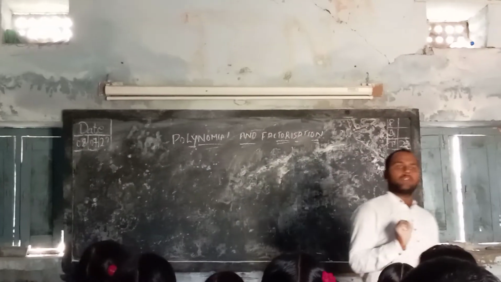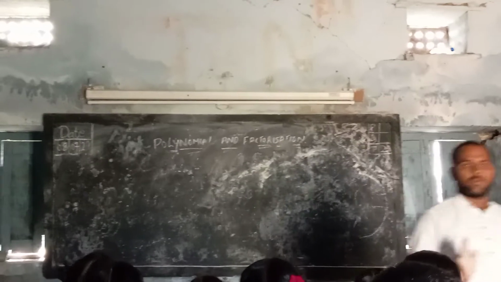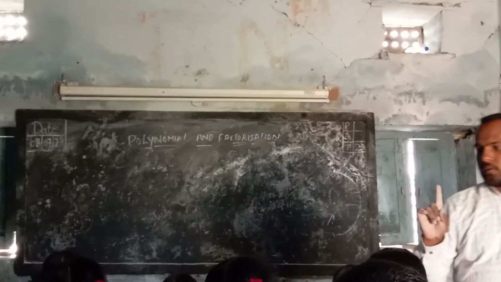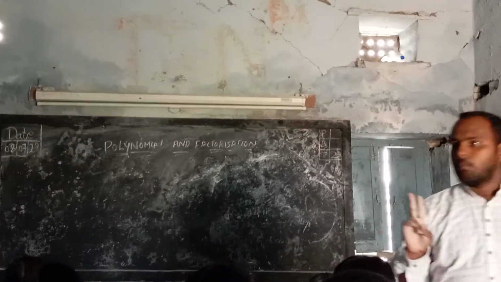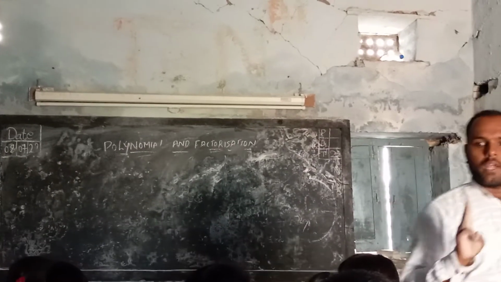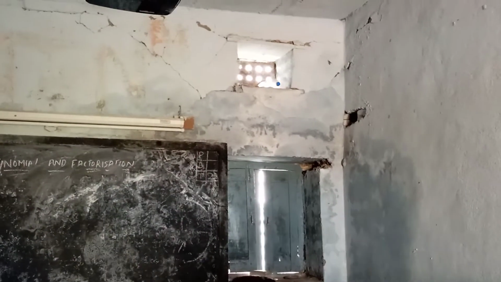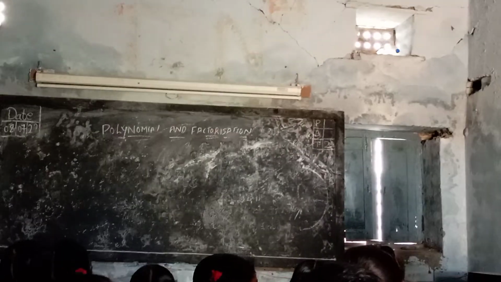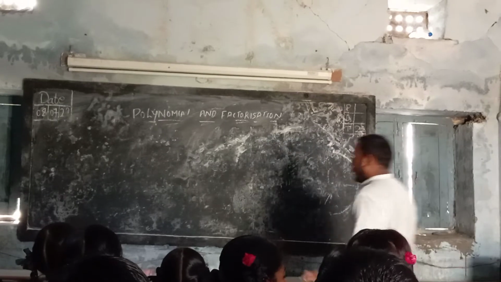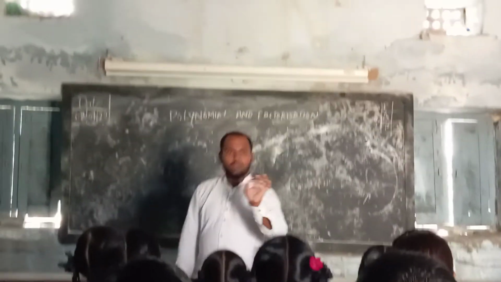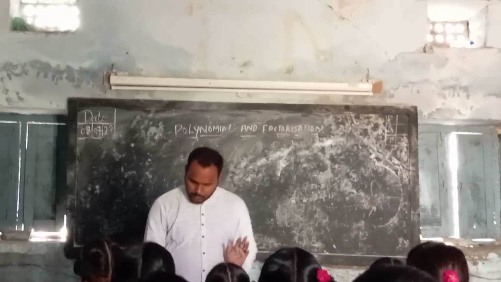Monomial, binomial, trinomial, have you understood? Monomial means 1 single term. Binomial means 2 terms. Trinomial means 3 terms. Polynomial means 4 or as many terms, many terms, right? Okay. How to find the degree of a polynomial? You have understood, right?